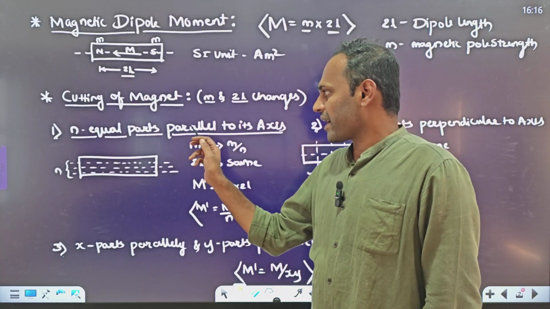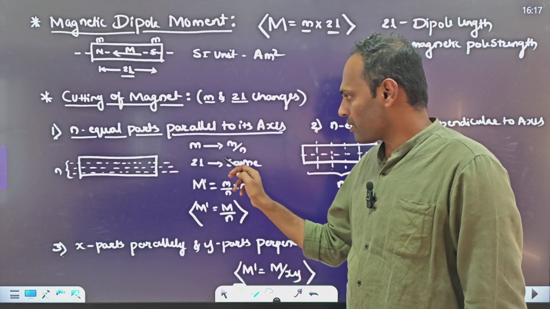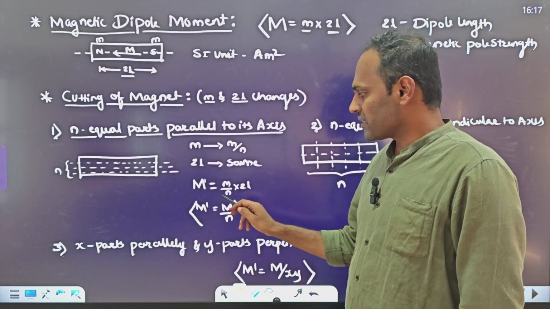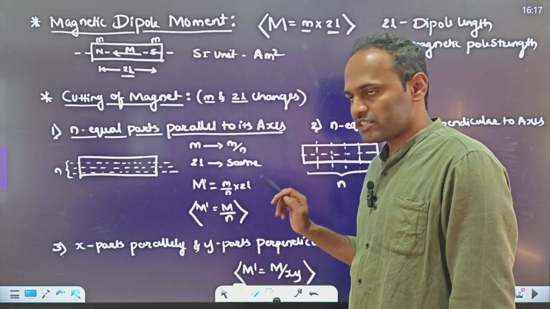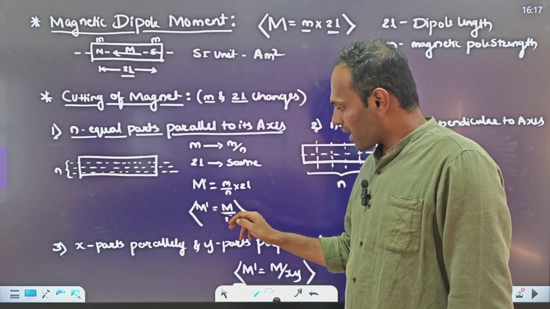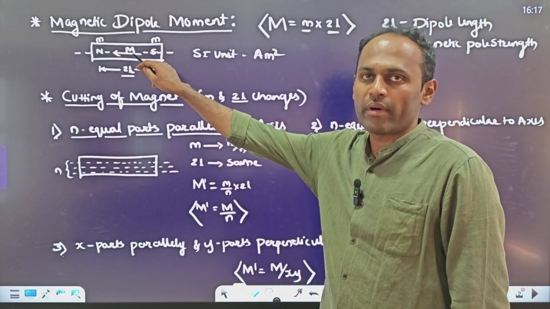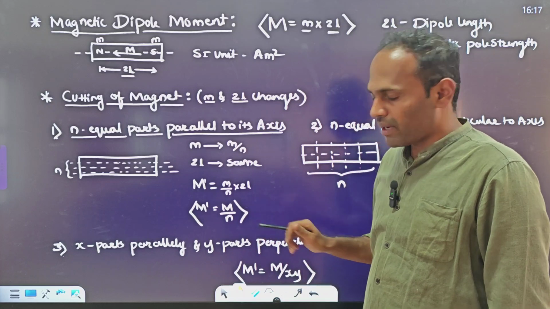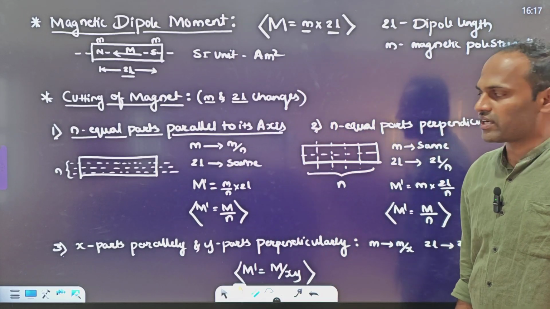So by cutting the magnet parallelly, pole strength will get reduced, but magnetic length will remain the same. 2L will remain the same. So while writing the new magnetic dipole moment, pole strength will be m by n into the magnetic length 2L. That's why the new magnetic dipole moment will be m by n. Before cutting, the magnetic dipole moment was m. After cutting in n equal parts parallel to the axis, it will become m by n. Here we cut the magnet parallel to the axis of the dipole.